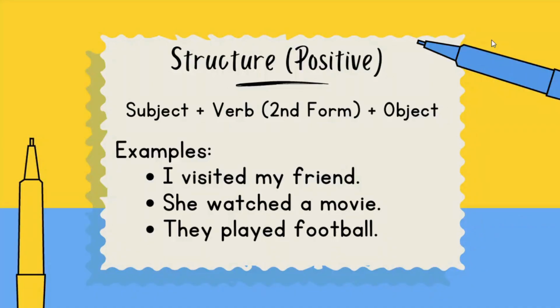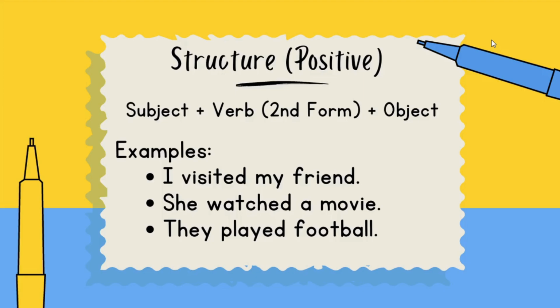So here is how to make a positive sentence using the positive structure. First of all, we should use the subject, then the second form of the verb, and lastly we will use the object. For example, I visited my friend. Here in this example we have I as the subject, visited as the second form of the verb, and my friend as the object of the sentence. She watched a movie. They played football.